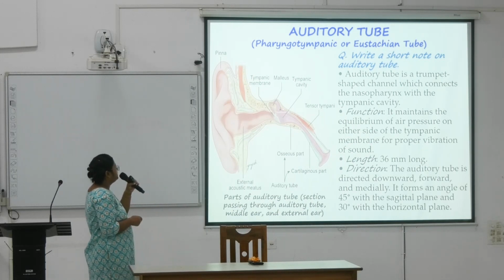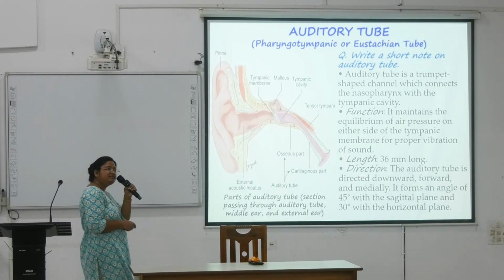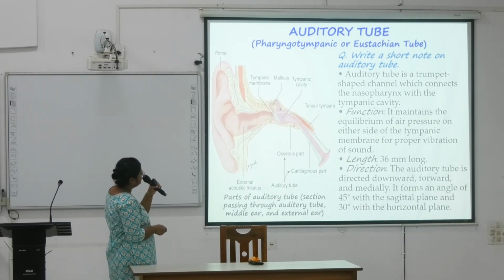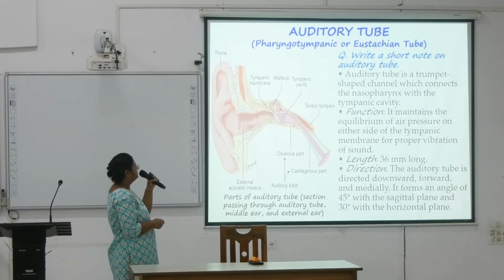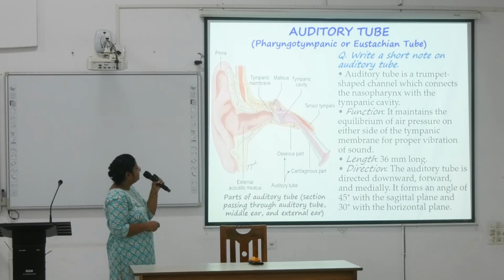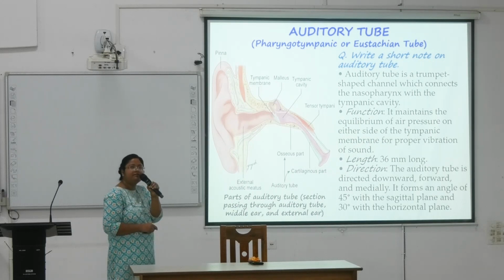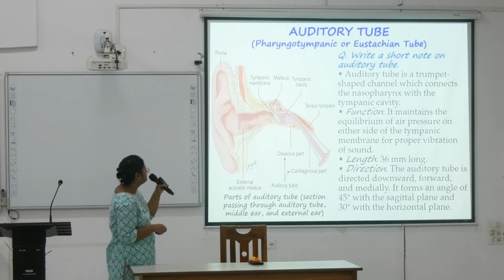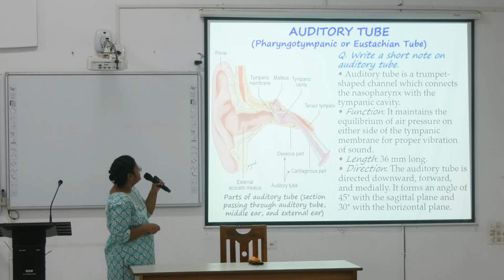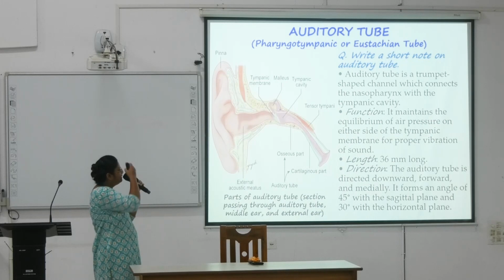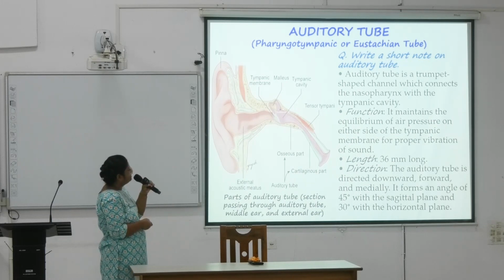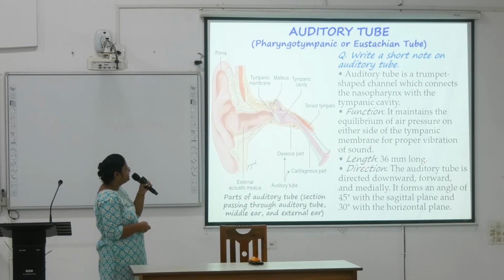Okay, so outer air coming from external auditory meatus, and here on the inner aspect, air is coming from pharynx. If there is blockage of this tube, there will be imbalance between the air pressure and there will be sound production due to the difference in pressure. So, a function is it maintains equilibrium of air pressure on either side of tympanic membrane for proper vibration of sound. Length is about 36 millimeter long.